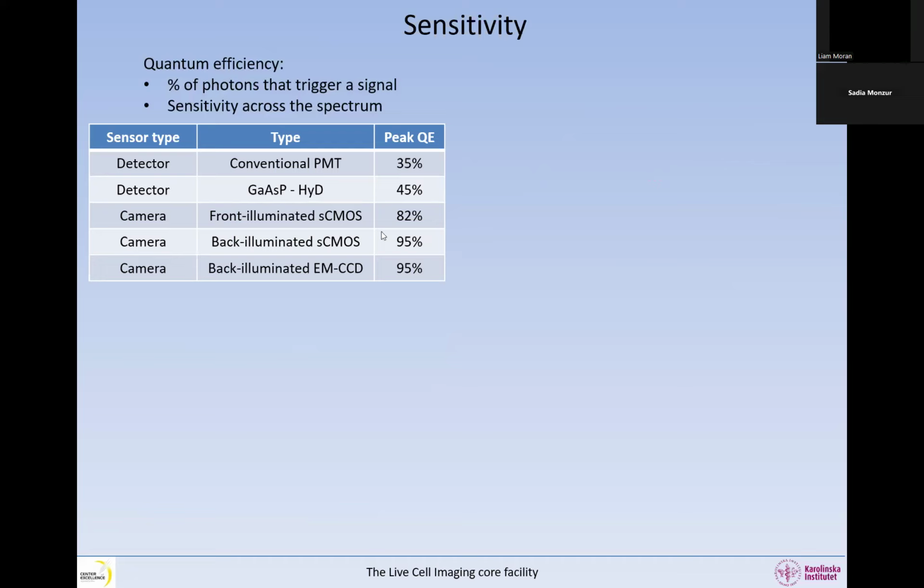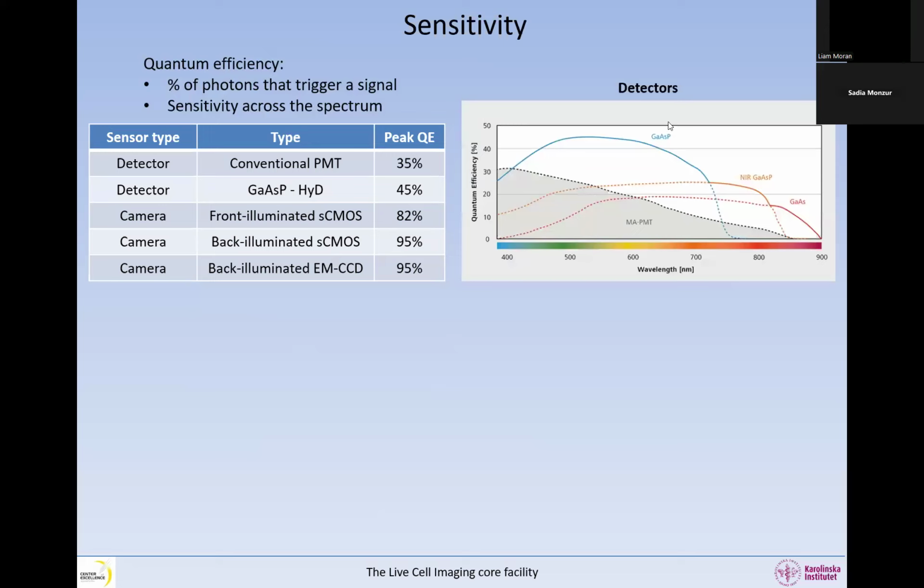If now we look at cameras, we have different sorts of architectures and different types of cameras, but you can see that the peak quantum efficiency is much higher. The latest cameras are called back-illuminated sCMOS, and they have a 95% quantum efficiency. This is really, really high. Almost all the photons are actually detected and trigger a signal.